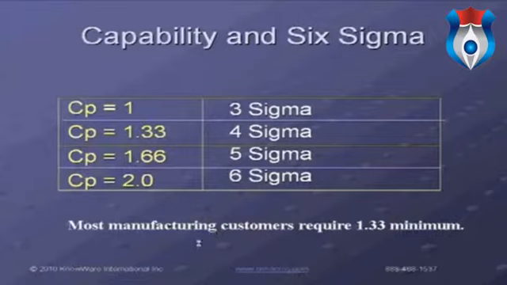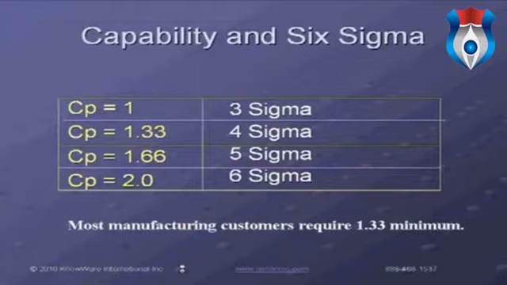And how do CP and CPK relate to sigma? Well, a CPK of 1 is 3 sigma, 1.33 is 4 sigma, 1.66 is 5 sigma, and a CP of 2 or greater is 6 sigma. So if you want to know where you are in the 6 sigma world, this is a way to capture that.